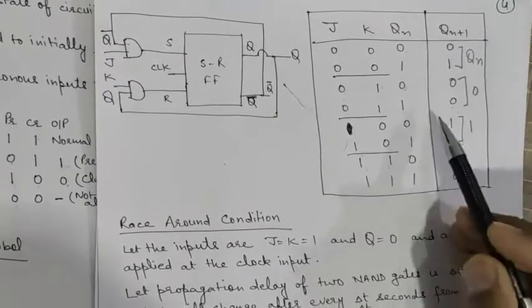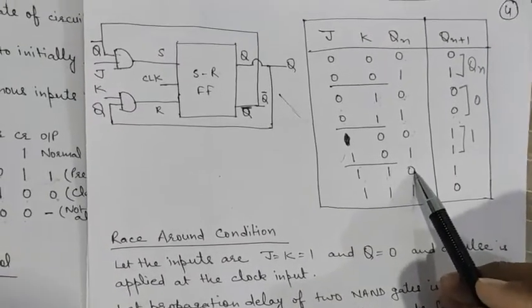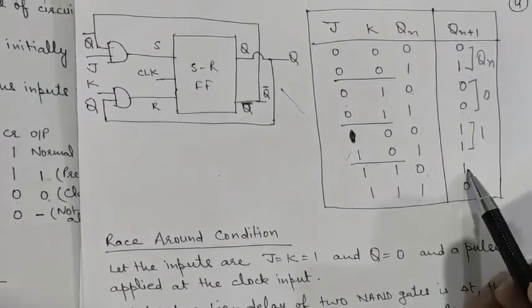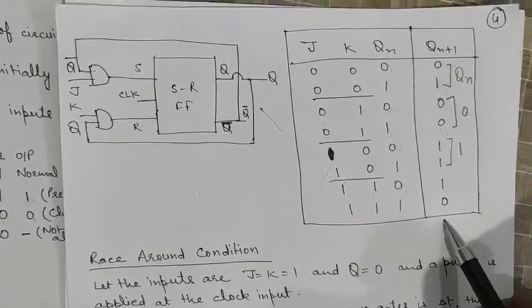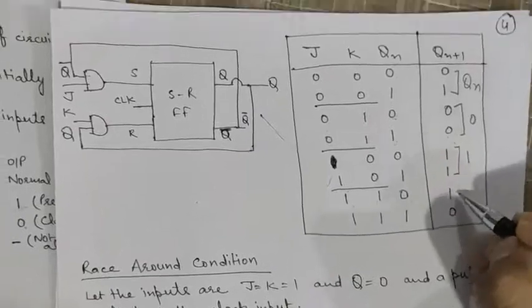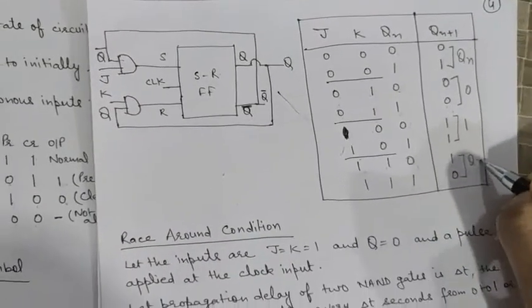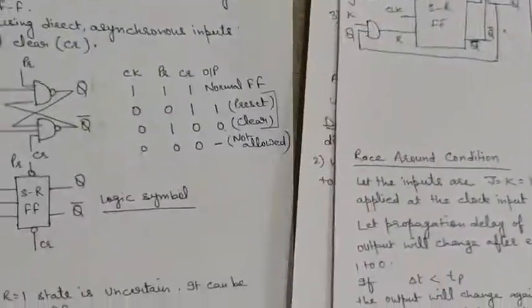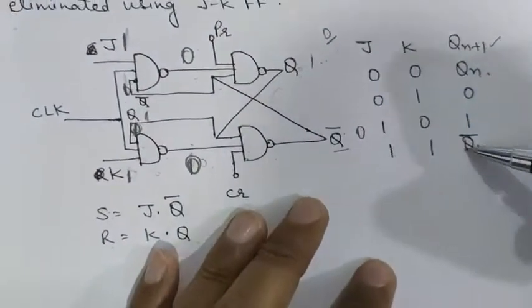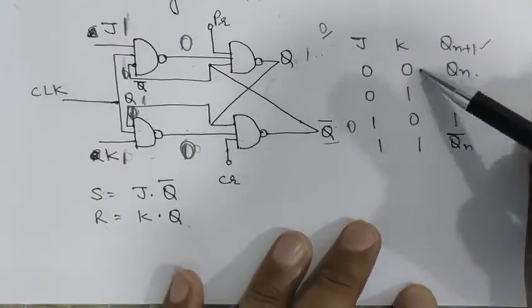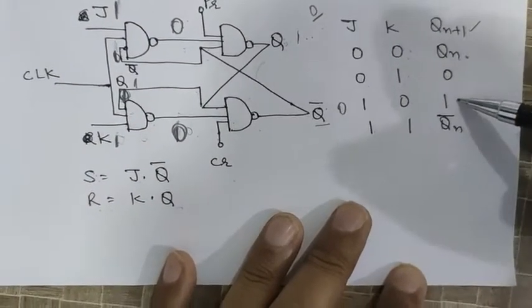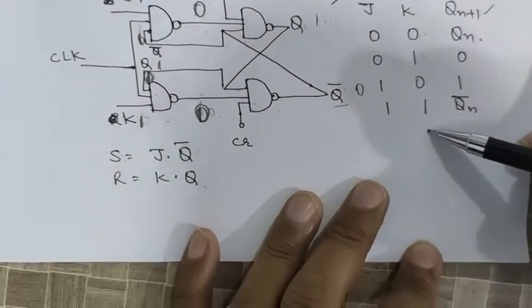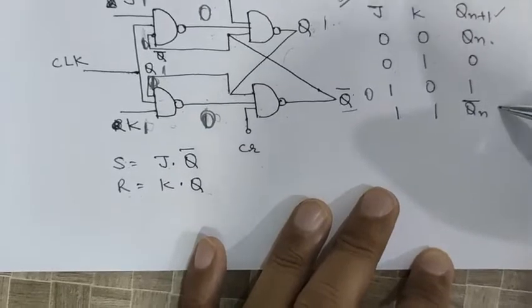So you can see here, if in the present state the output is 0, in the next state I will be getting 1, and if the present state is 1, in the next state I will be getting a 0. So here I will be getting Qn bar. So the final truth table for JK flip-flop is 0 0 Q of n, 0 1 0, 1 0 1, and if both the inputs are 1 1, I will be getting Qn bar.